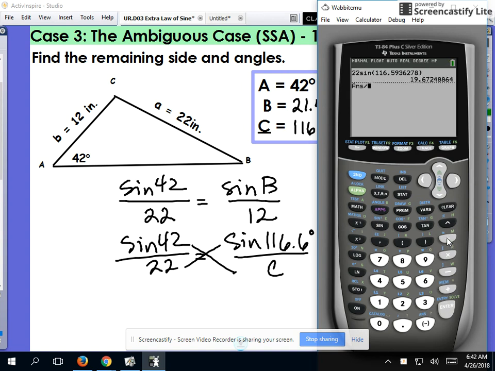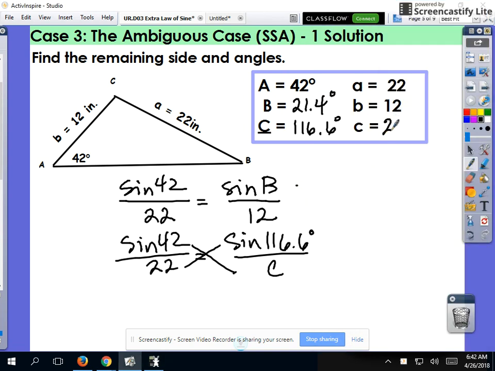divided by sine of 42. And we should get 29.4. Awesome. So that is how we do a one case.